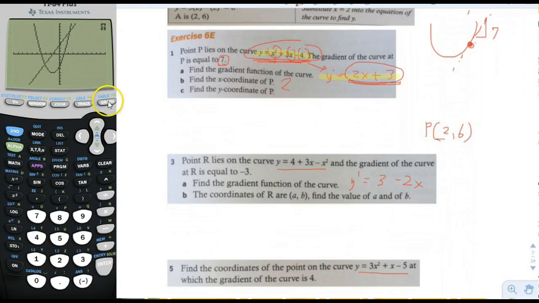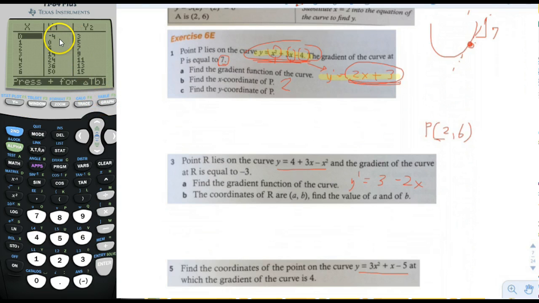And the way we can do that is, again, with table. So now if we look at table, we can say, okay, this is the parabola here, and this is the gradient function of the line. When x equals 2, the gradient is 7. That's exactly the point we want. When x equals 2, the y value of the original function is 6. Okay? So we know that the y value here is going to be 6. So the value of point P is 2, 6.